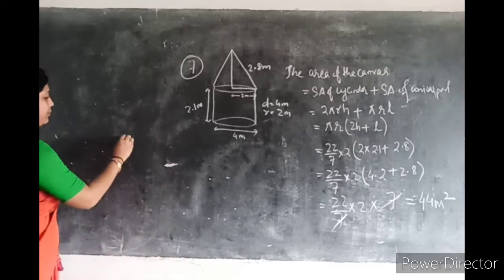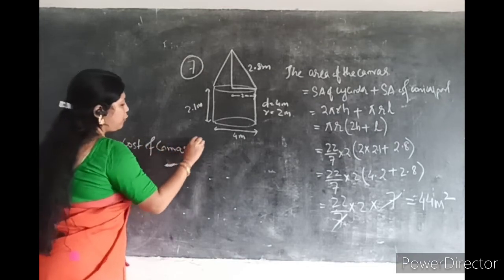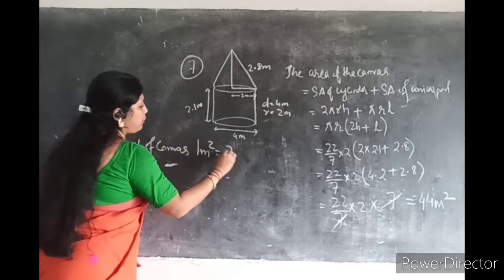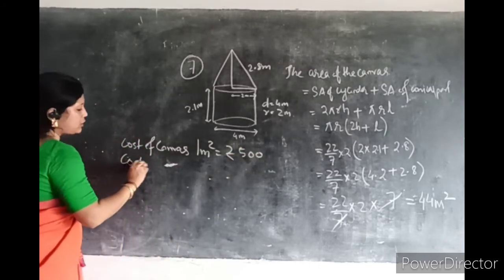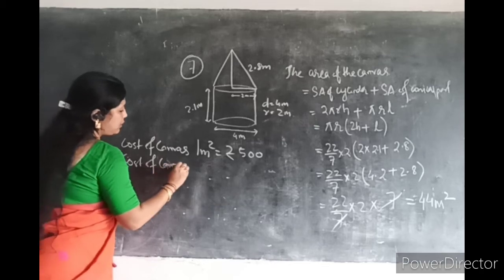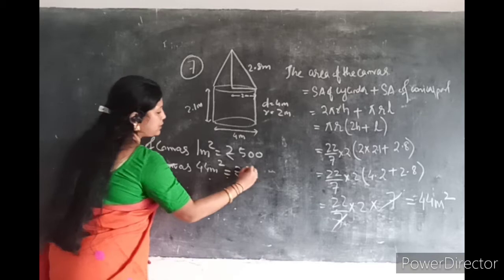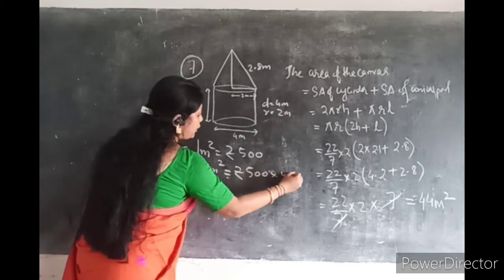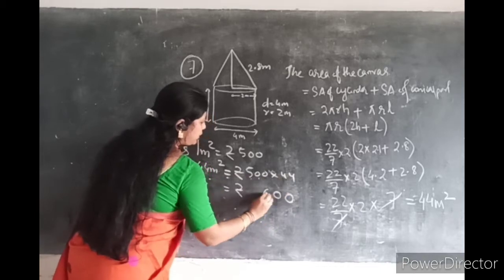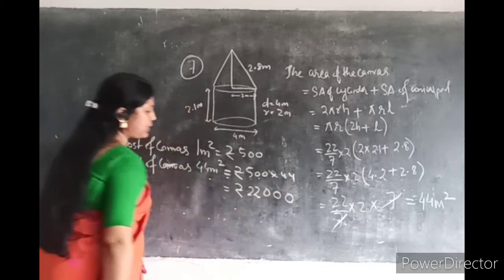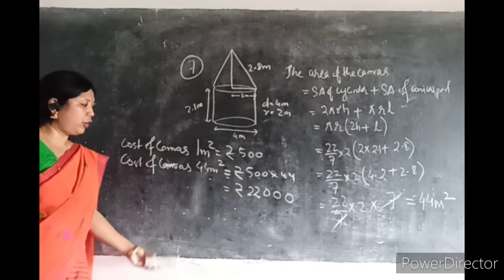Okay. Now the cost of the canvas for 1 meter square is rupees 500, right? Therefore, the cost of the canvas for 44 meters square will be rupees 500 into 44. So here 2 zeros will be here. So what is the amount here? 22,000 rupees will be required for the canvas.